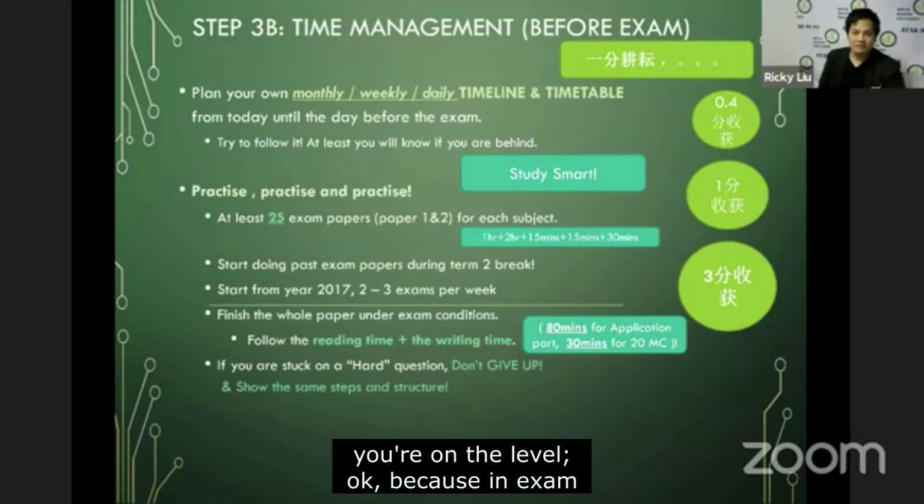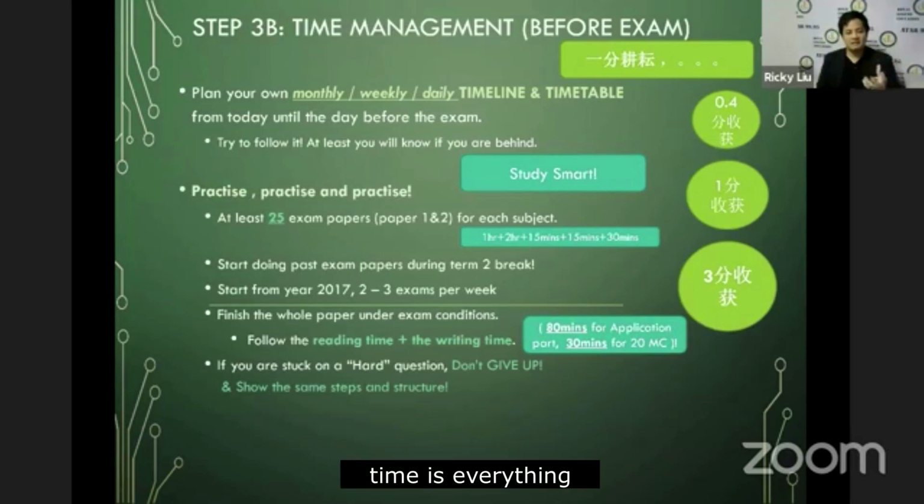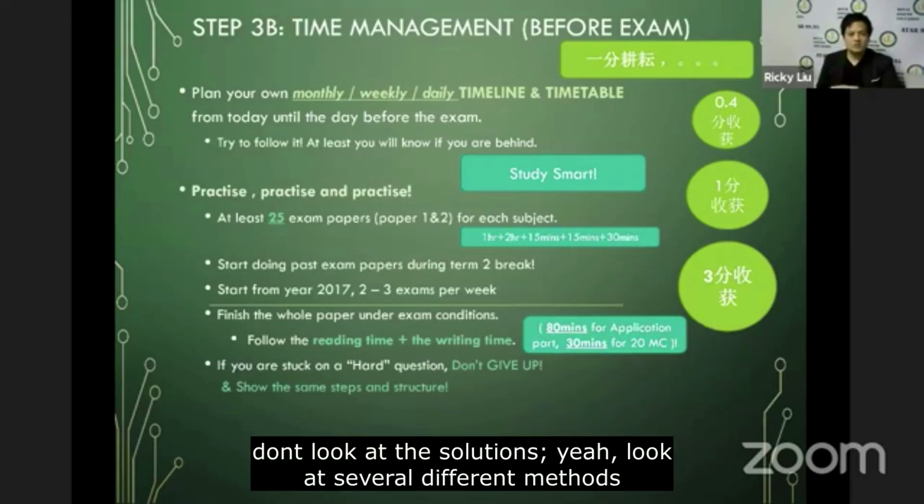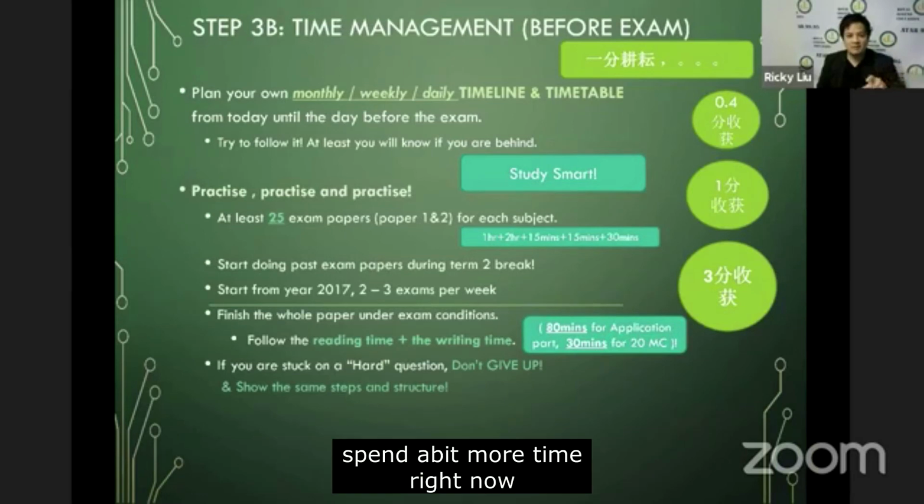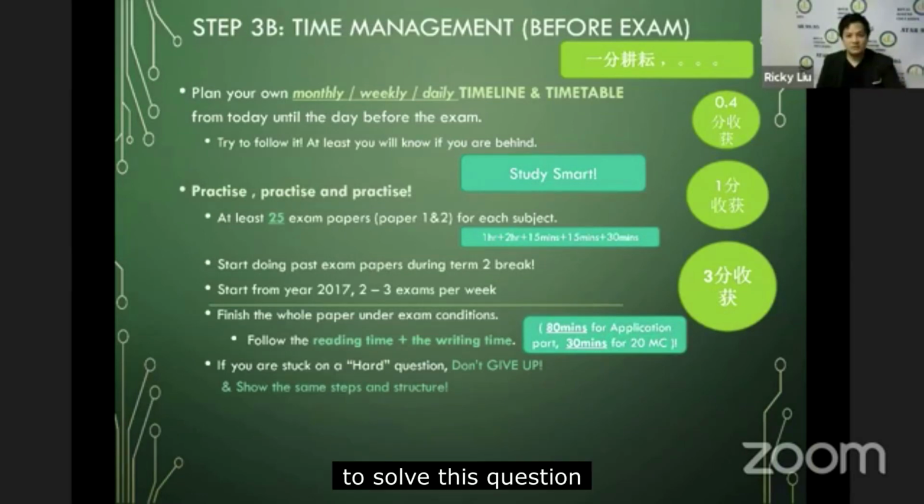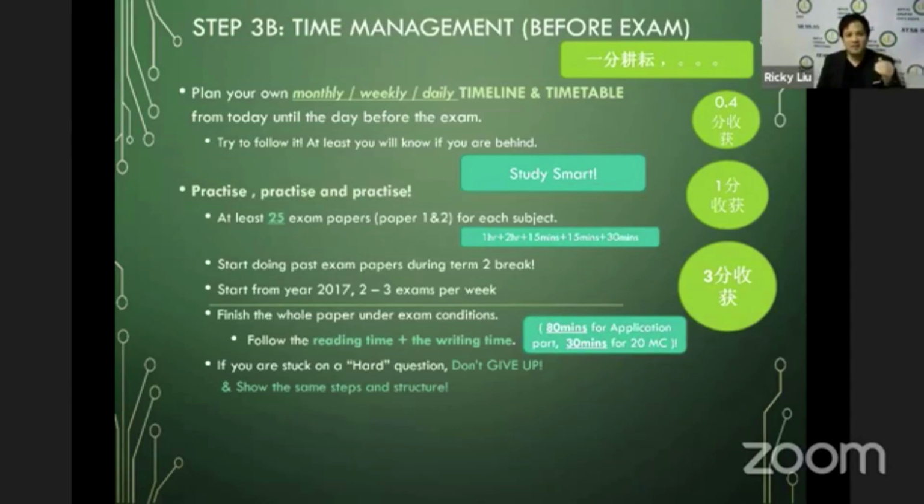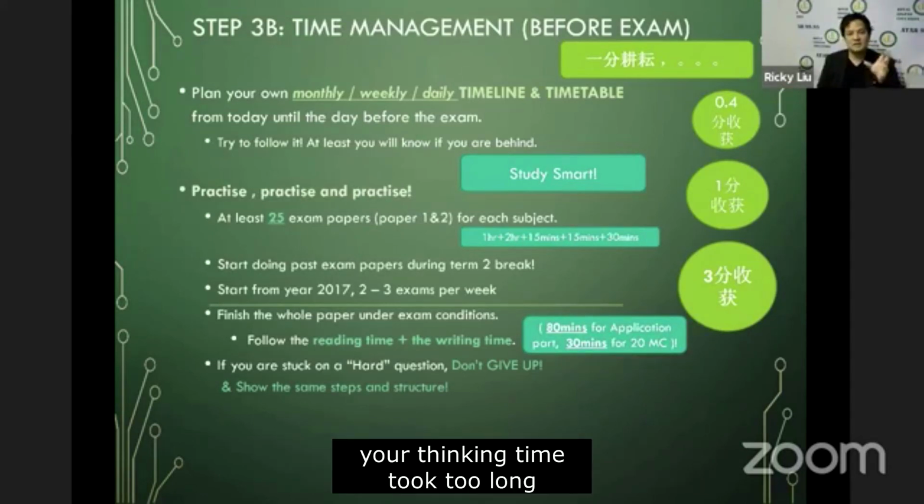you're on the level, okay? Because in exam, time is everything. So once you say, I don't know, don't look at the solutions, yeah? Look at several different methods. Spend a bit more time right now to solve this question. That's why the first few papers, you're expecting you run over time, because you're not used to it. Your thinking time takes too long.